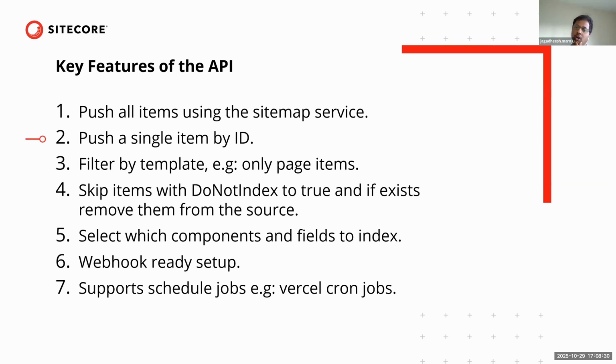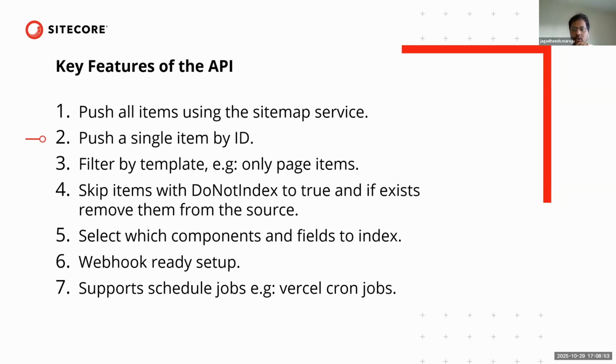At the moment, it also respects a field called do not index. The page template can have a field called do not index. If it's a checkbox field and you check it, then the API will respect that field and skip that item, or even remove it from Coveo if it's already there.